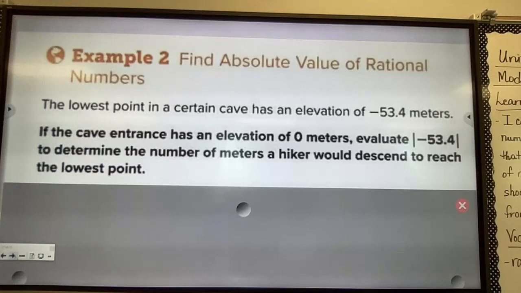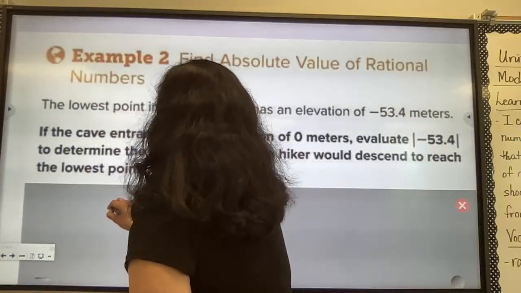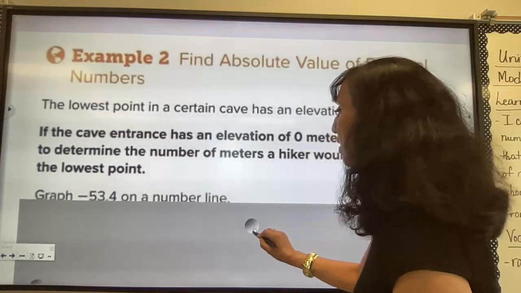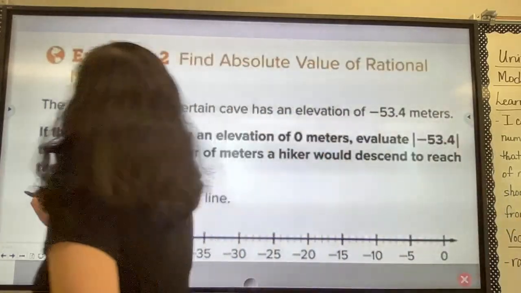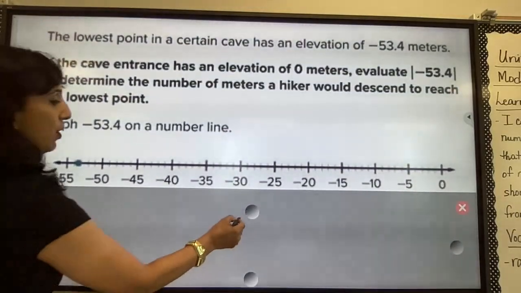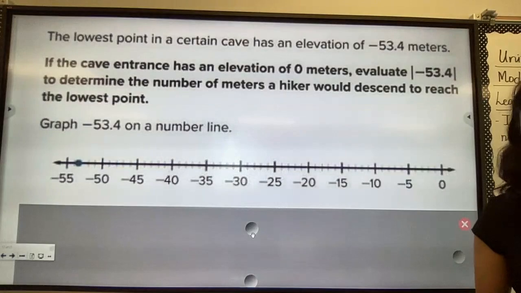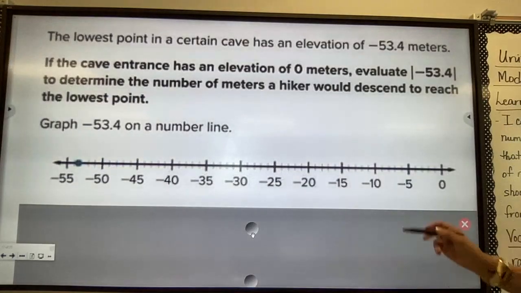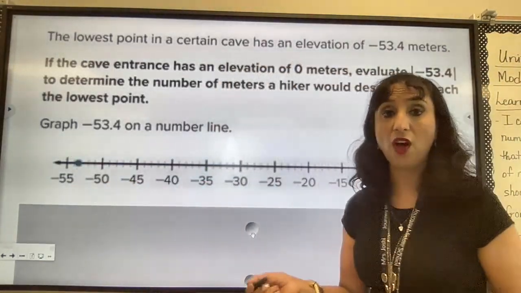All right, so if I have this, I can go ahead and graph negative 53 and 4/10 on a number line. So I'm just going to pull this down so you can look at it. All right, and there is my graph. I'm just going to show it to you, make it easier for us. Once again, I have my 0, and it's going in intervals of 5, as you can see. And to the left of 0, obviously, because that is where negative 53 and 4/10 would fall.